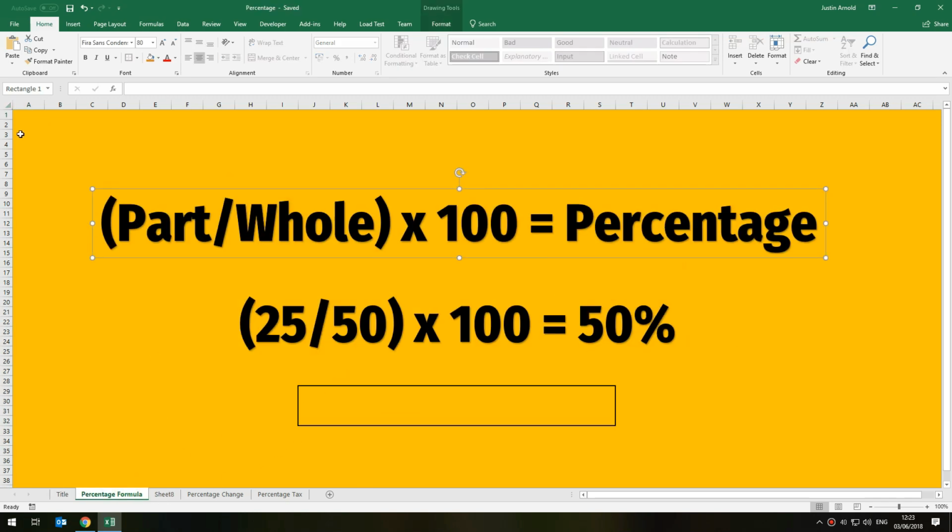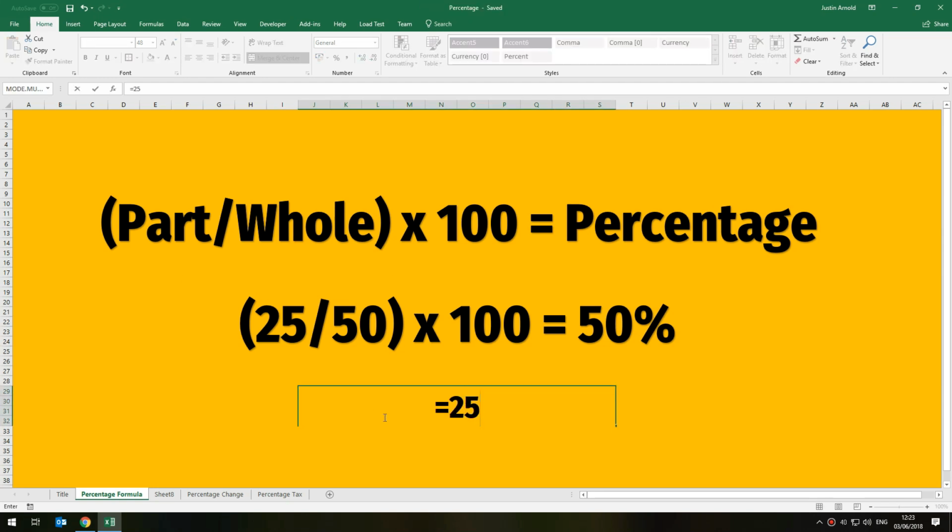Let's look first of all at the basic formula for working out a percentage. So the basic formula here is you take your part, divide that by the whole and multiply it by 100. So for example, if I have 25 out of 50, I can type 25 divided by 50, pop that in brackets, so that's the part divided by the whole, and then multiply that by 100. Now we know that 25 out of 50 is half, or 50%, so it's no surprise that when we press enter, what we get is 50.